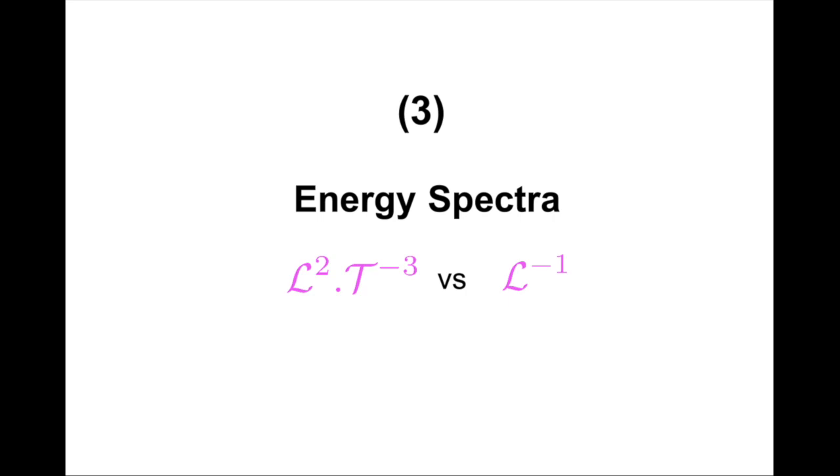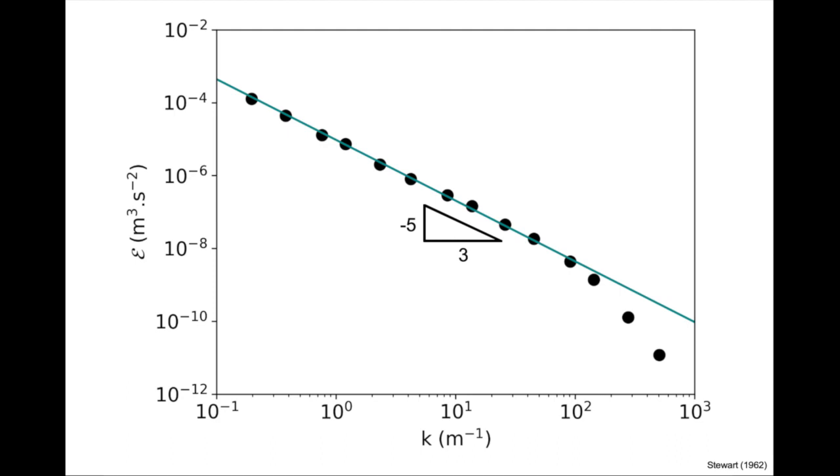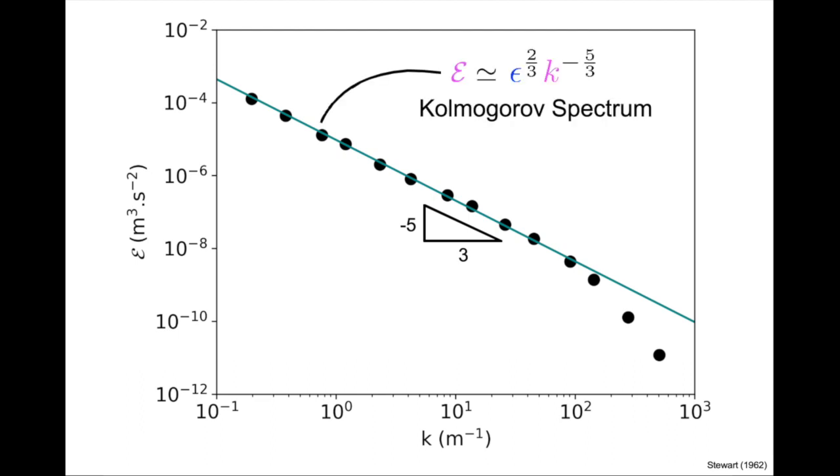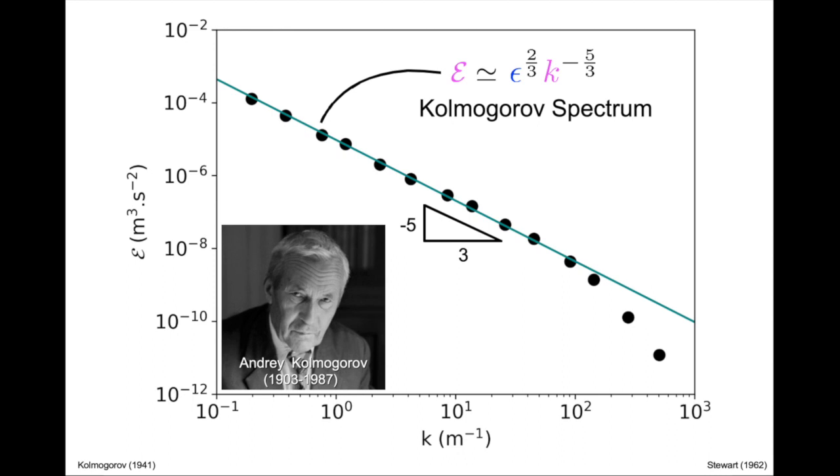In this context, for each wave number of dimension L⁻¹, one usually plots a rather peculiar kinematic quantity with dimension L² T⁻³. If you are at all familiar with the concept of turbulence in fluids, you must have seen this plot already. It is Kolmogorov's minus 5/3 spectrum of inertial turbulence. A quite frightening beast if you're not used to it. First put forth by Andrei Kolmogorov in 1941.